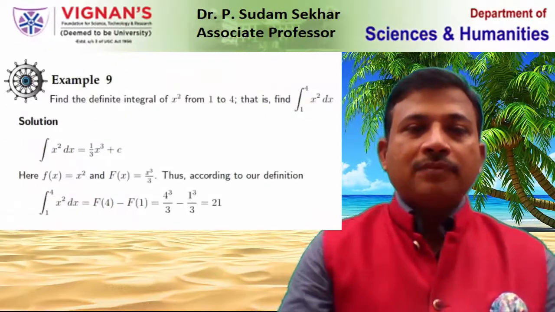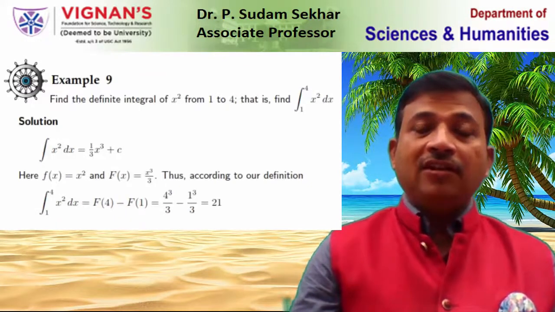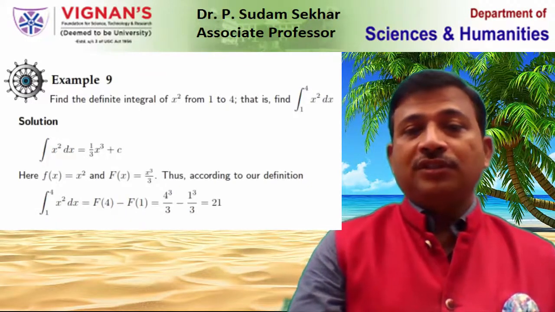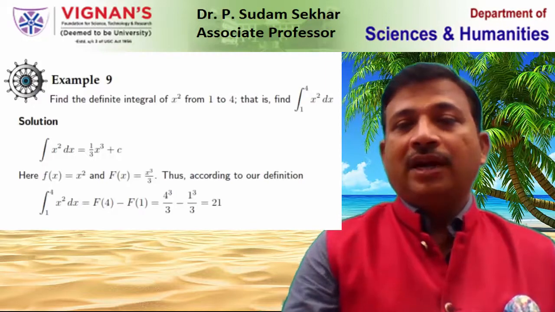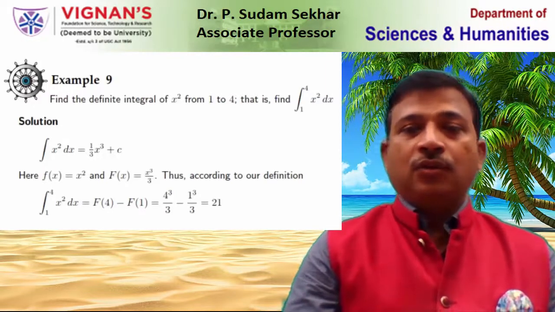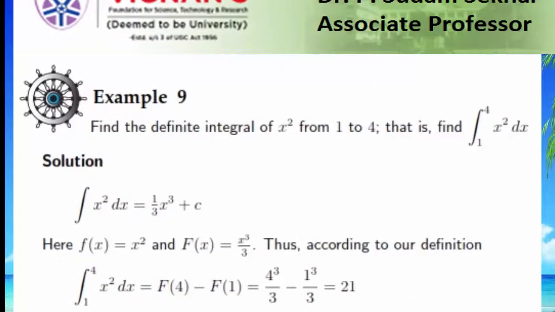So find the definite integral of x square from 1 to 4. This is an example, you can check. Find integration from 1 to 4 of x square dx. We know that integration of x square dx equals 1 by 3 x cube plus c. But here our limit is given 1 to 4. 1 is lower limit, 4 is upper limit. So 1 by 3 x cube plus c at 4 minus 1 by 3 x cube plus c at 1. Is it clear?